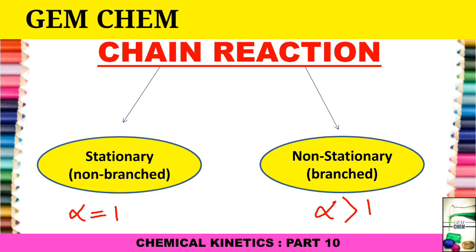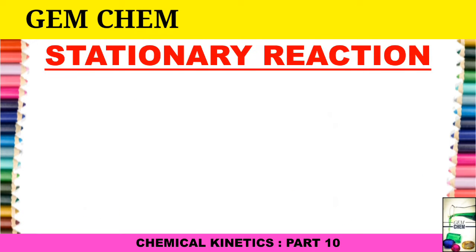And you have to remember, for this you need to have a better grip on SSA. Now what is SSA? It is the steady state approximation, which we had done in our previous video, right? So if you have not watched it, you should watch it and then come to this video. Now we will see the stationary reaction in detail in this video, and in the next video we will deal with the non-stationary or branched chain reaction.